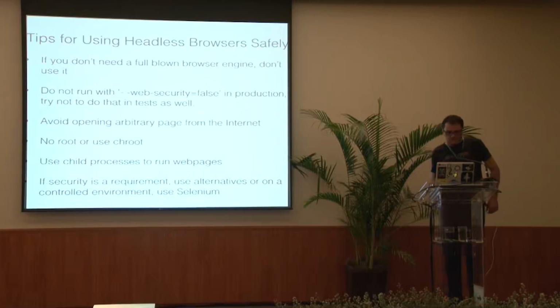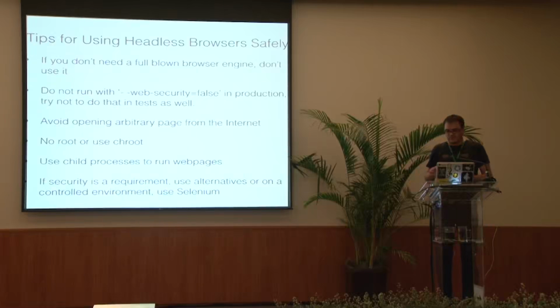So to wrap up, the idea is that if you don't really need a full-blown browser engine, don't use it. By which I mean that if curl or netcat is going to serve your needs, just use curl or netcat and change the user agent if the curl user agent is blocked. There's another important thing. You can run Phantom.js with web security equals false, and lots of frameworks are actually requiring you to use web security false, which is basically disabling same origin policy.